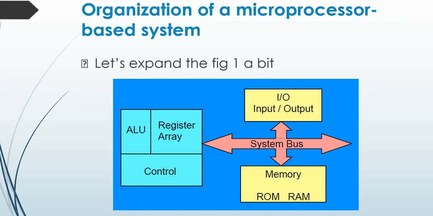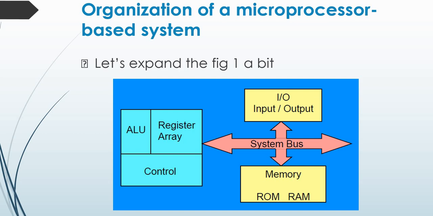So what is the organization of the microprocessor? In any microprocessor organization we have the ALU, the register unit and the control unit. ALU stands for arithmetic and logical unit. It performs arithmetic operations like addition, subtraction, multiplication, division, while the logical operations are XOR, AND, OR, NOR. For that we require some registers to store data.